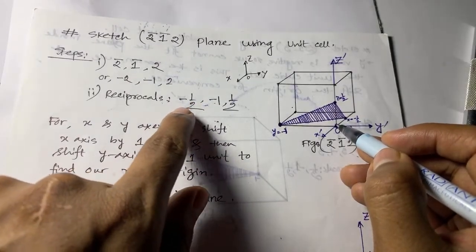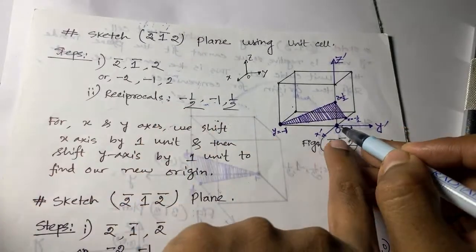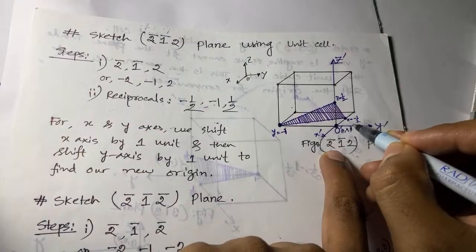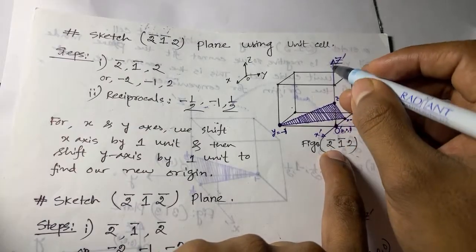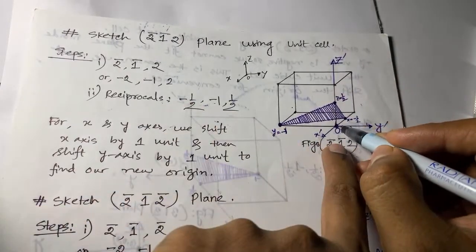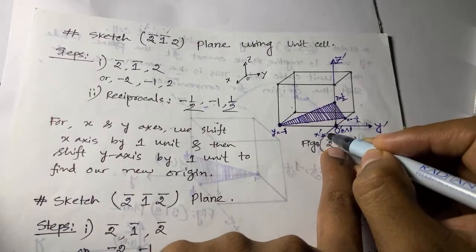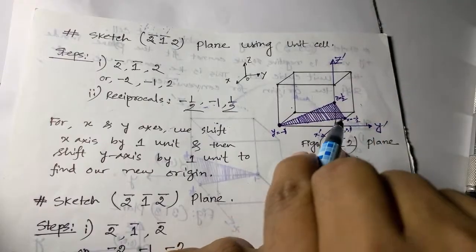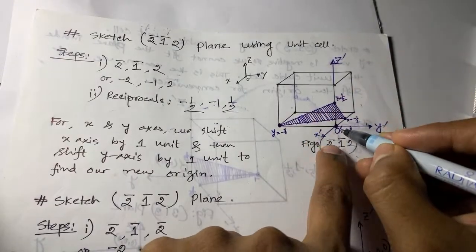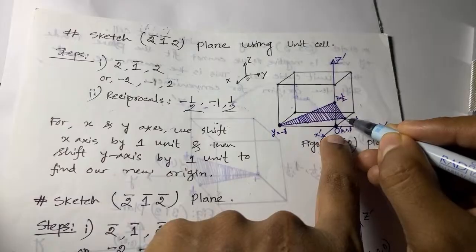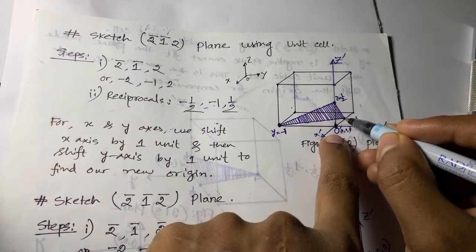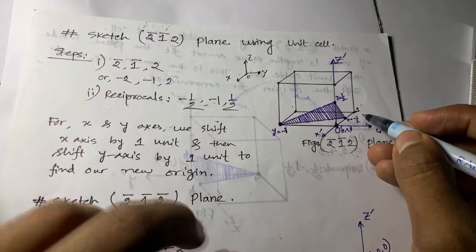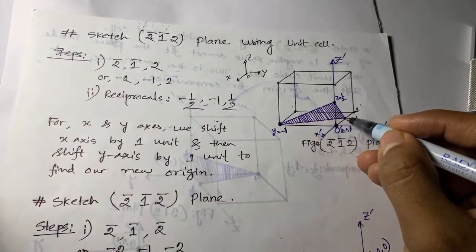We have -1/2 for x. So you see I have drawn x bar, y bar, and z bar. -1/2 can go in this direction because this is the positive x-axis and this is the negative x direction. So I have -1/2, meaning that this should be exactly in the middle, because this length is basically 1, as this is the unit cell.